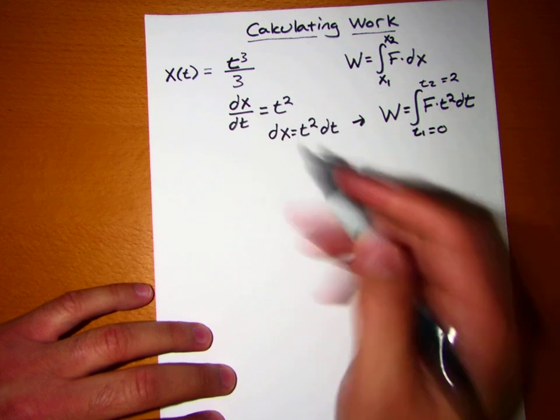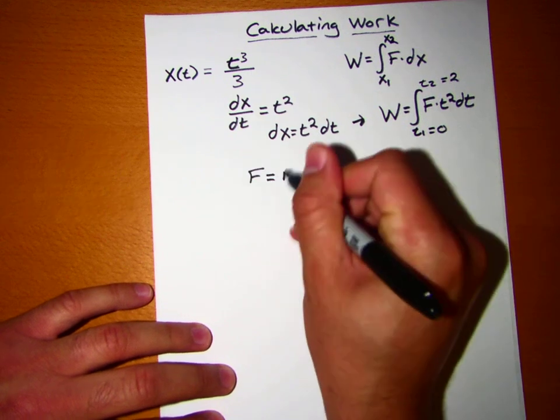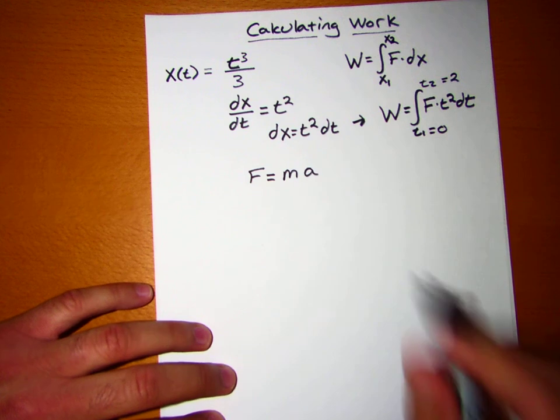But we'll come back to that, because we figured out how to substitute out displacement, how to substitute out x. Well, what about F? We don't really know what F is yet, do we? Well, we know that F, force, is equal to mass times acceleration. When in doubt, remember that.